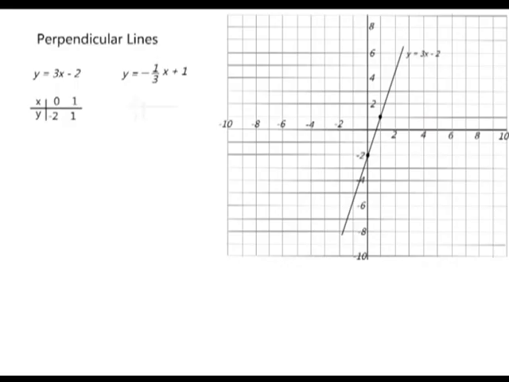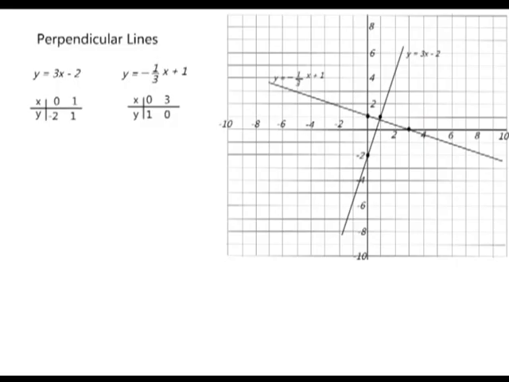Next line, y is equal to minus a third x plus 1. I'll take the values of x, 0 and 3. When x is 0, y will be 1. When x is 3, y will be 0. And again, I have 2 points, (0, 1) and (3, 0). And again, when I plot these 2 points, this is the line I obtain. And the equation of this is y is equal to minus a third x plus 1.